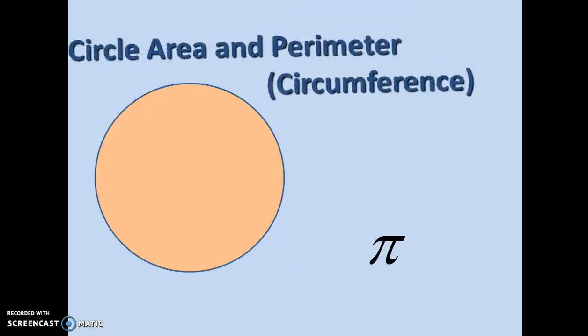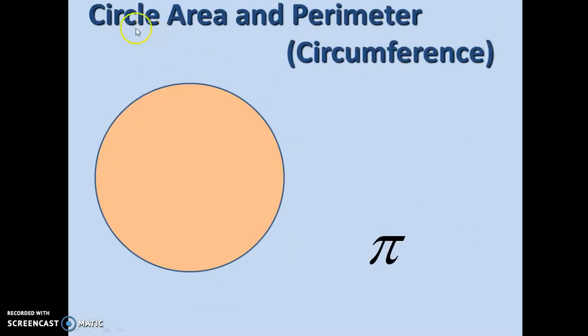All right, so you're probably familiar with circles, and two main things you learn about circles early on in your math career are circle area and perimeter. And perimeter of a circle is also known as the circumference. So here are the formulas. For area of a circle, we have pi times radius squared. And for circumference of a circle, we have 2 times pi times radius. Or sometimes you'll see this as pi times diameter.